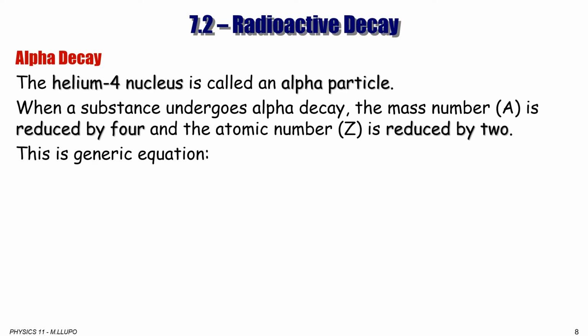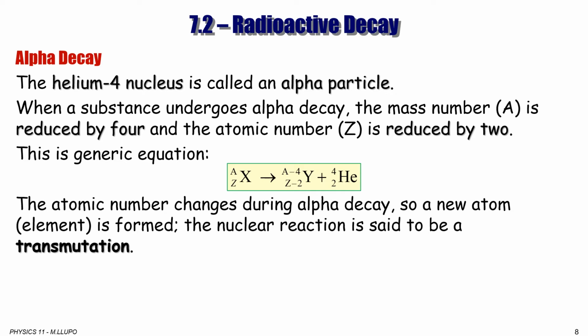This is a generic equation. So parent element, we call it X, with an atomic number Z and atomic mass A, undergoes alpha decay. A daughter element, we call it Y, has mass A minus 4, so mass is reduced by 4, and atomic number Z is reduced by 2, plus the helium nucleus, or alpha particle, is emitted.